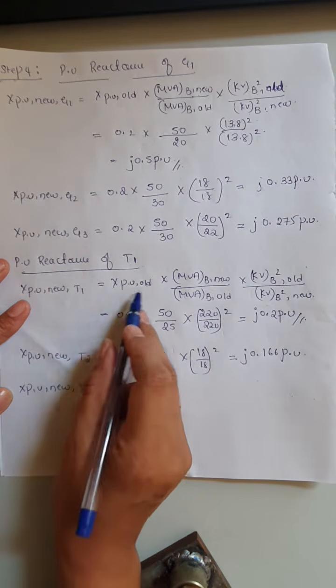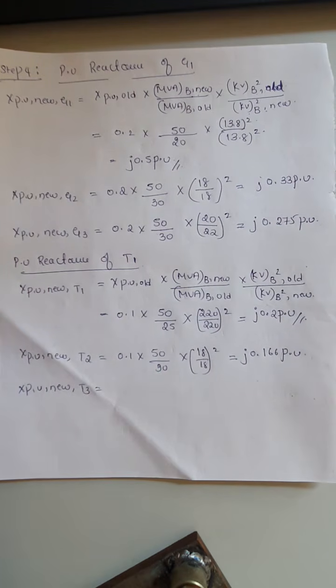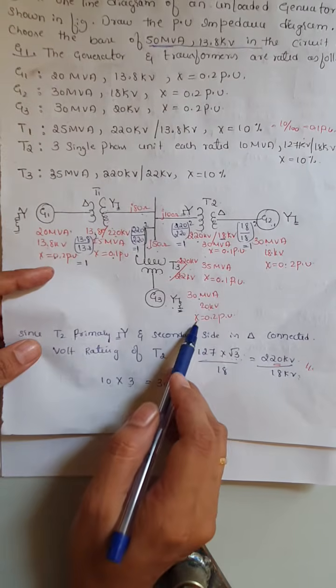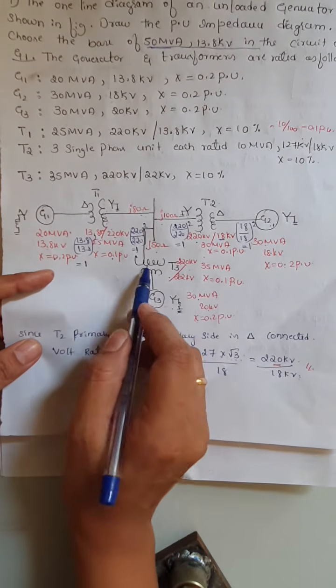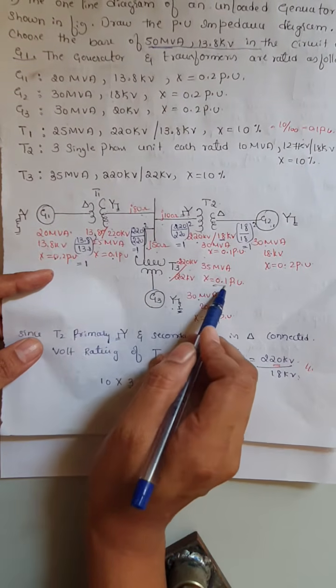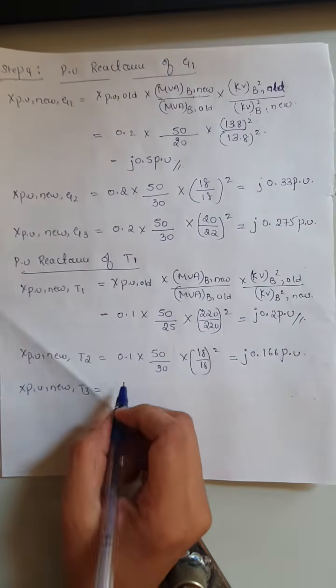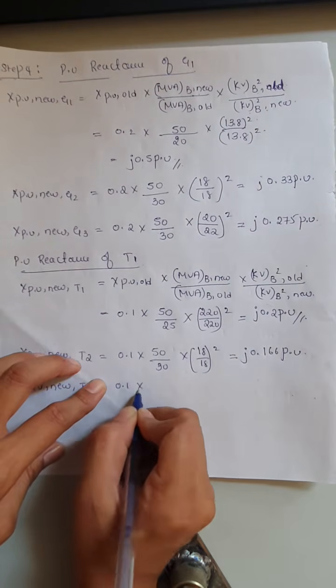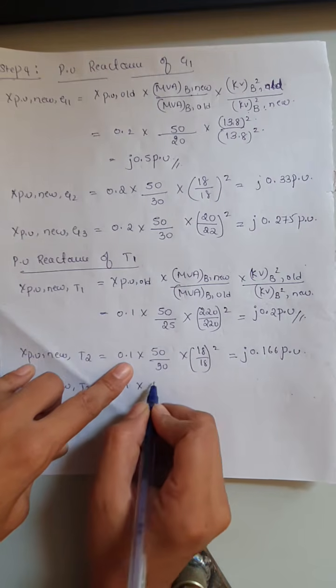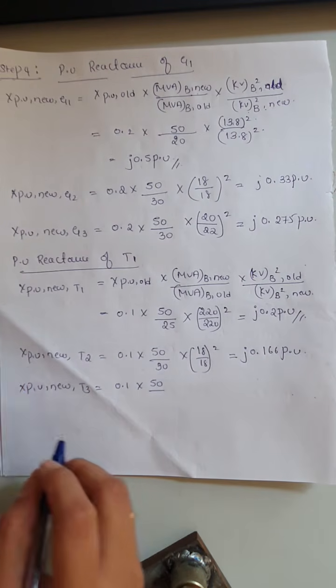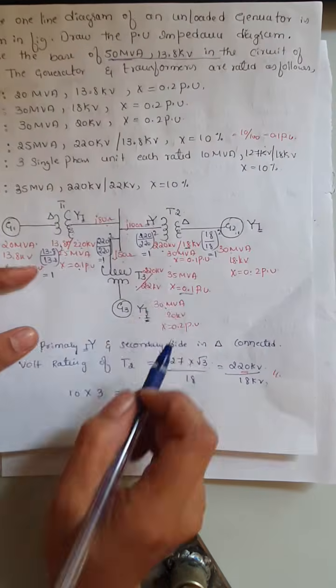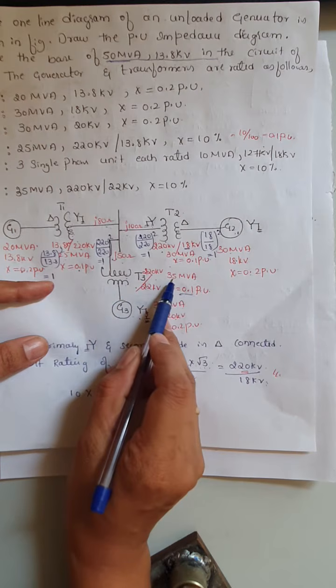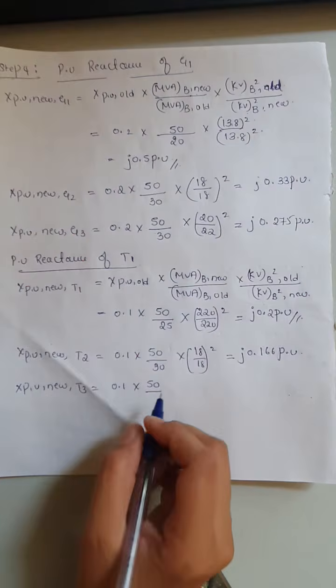So next, similarly do it for the last transformer T3. X per unit new for transformer T3 will be equal to X per unit old. Look at the old value, that is X, for the transformer T3 it is 0.1, multiplied by MVA base new, which is the same, 50, divided by MVA base old. The old value for the T3 transformer is 35 MVA.